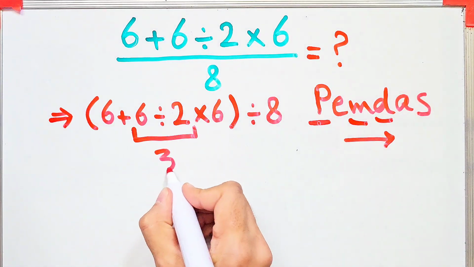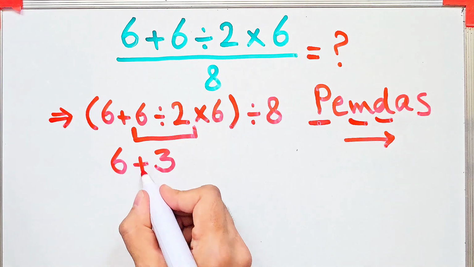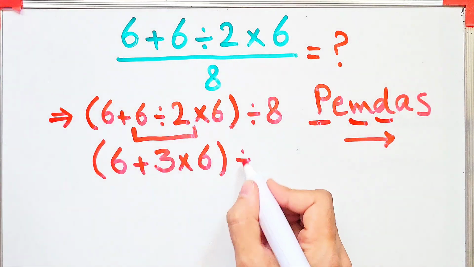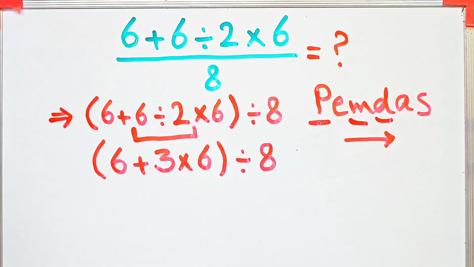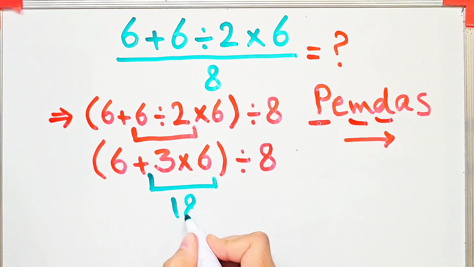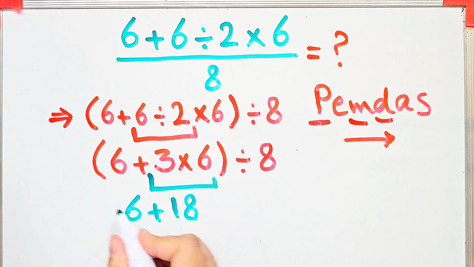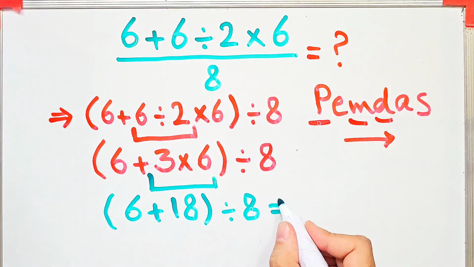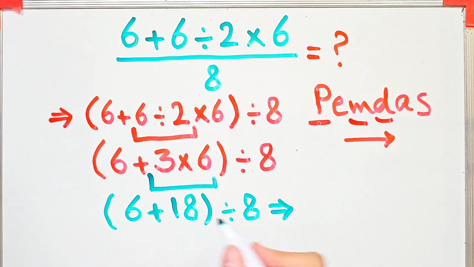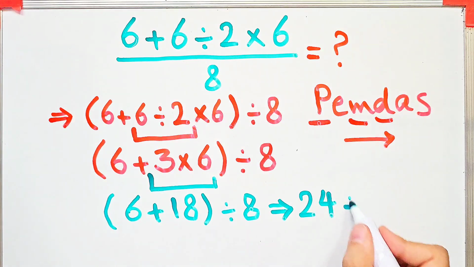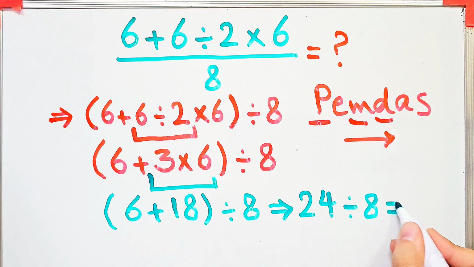6 divided by 2 equals 3. 6 plus 3, then times 6. After that, divided by 8. Again, we simplify the parentheses. In this step, we do the multiplication, because the multiplication has higher priority. 3 times 6 equals 18. 6 plus 18, then divided by 8. 6 plus 18 equals 24. And 24 divided by 8, that equals 3. And we get the final answer of this question.